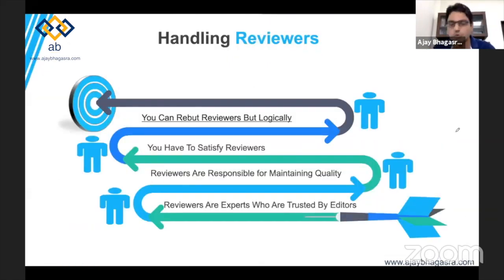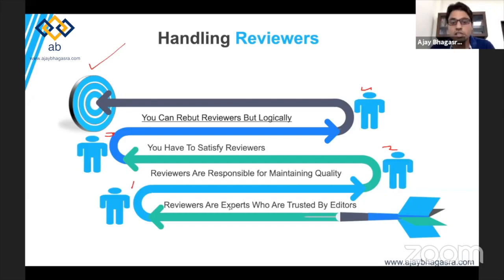Handling reviewers, last point. Reviewers are experts who are trusted by editors. So these are gates: this is gate number one, gate number two, gate number three, gate number four. You have to pass through all these gates to reach publication, right?